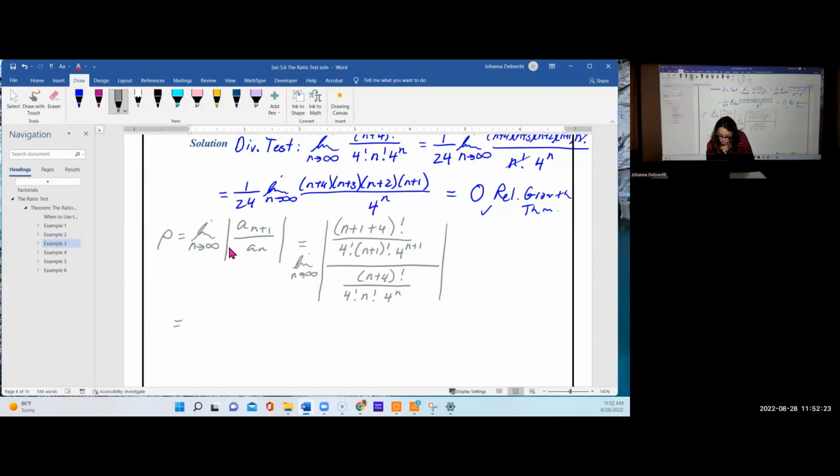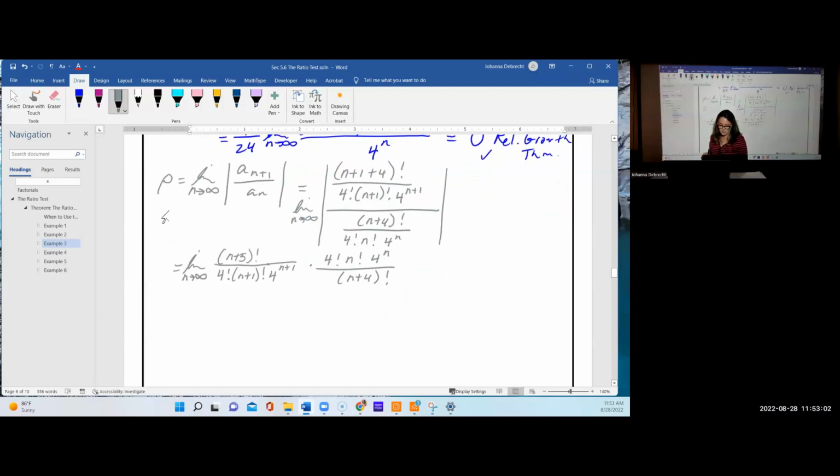So now I've got rho is equal to the limit as n goes to infinity. And I've got, well, n plus 1 plus 4 gives me n plus 5 factorial over 4 factorial, n plus 1 factorial, 4 to the n plus 1 power times, take the reciprocal of the denominator, 4 factorial, n factorial, 4 to the n divided by n plus 4 factorial. Now let's go ahead and cancel whatever we think we can cancel.